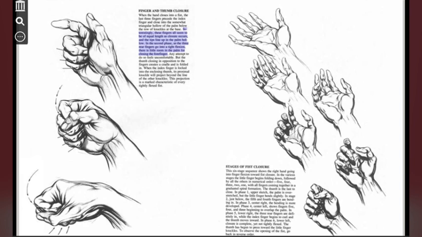Any attempt to do so feels uncomfortable, but the thumb closing in opposition to the fingers creates a cradle and is folded in. When the index finger is locked into the enclosing thumb, its proximal knuckle will project beyond the line of the other knuckles. This projection is a marked characteristic of every tightly flexed fist.